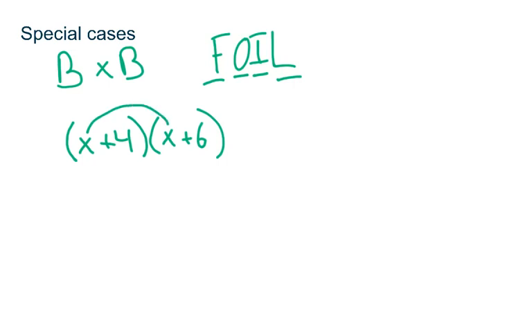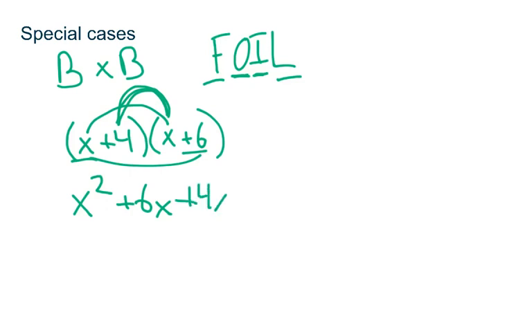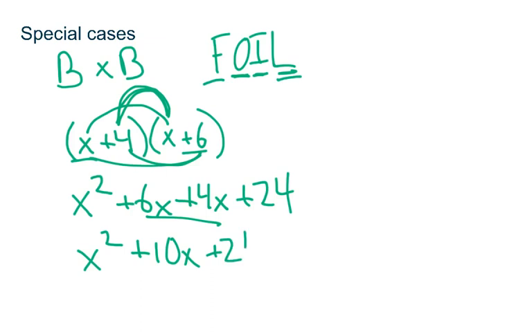X times x is x squared. Then you do the outside term, so that would be this x and that 6. X times 6 is 6x. Now we do the inside terms, which would be these two right here, and so that would be plus 4 times x, which is 4x. And finally we do the last terms, which would be 4 times 6, which is 24. Now usually you have one more step, which is to combine the two middle terms, because they're usually like terms, and you'll go x squared plus 10x plus 24. And that's the final answer.